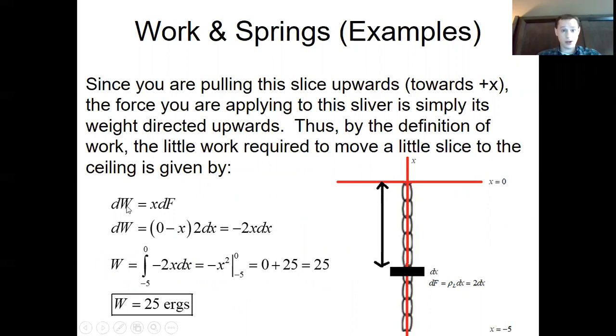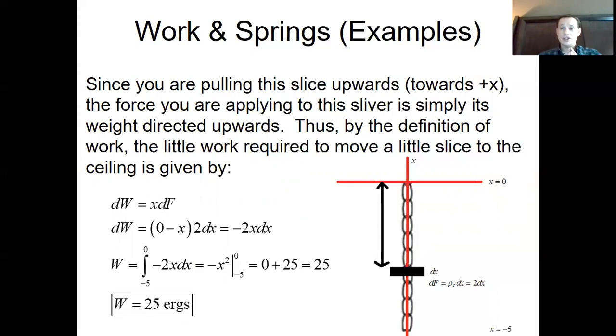Well, a little bit of work for this little tiny slice of the chain is going to be how far I have to move it, which is x, times the little bit of force that I'm actually applying, the weight of this thing, which is dF. So plugging things in, technically it should be 0 minus x for the distance, because it's top minus bottom, right? The top is 0, the bottom is x, top minus bottom would be 0 minus x. The dF is 2 dx, so you plug all that in, you get negative 2x dx.